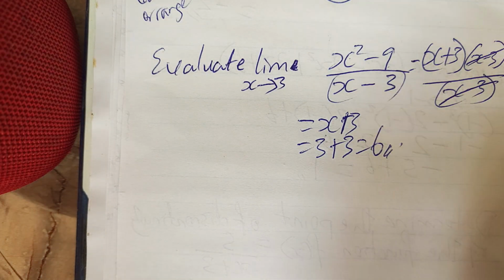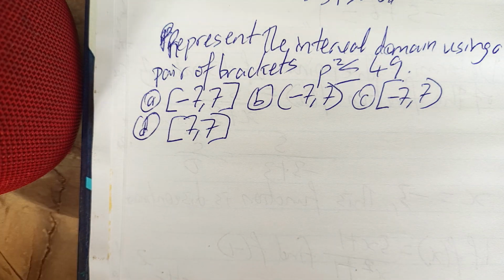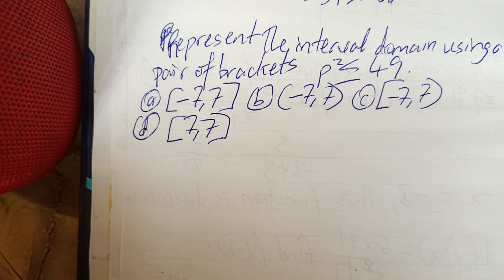Let's move forward. There's a question that came here also. It said, represent the interval domain using a pair of brackets. Looking at this question, if you have not been taught this, I hope I can explain it here before doing a whole video on this topic. Represent the interval domain using a pair of brackets for p squared less than or equal to 49.